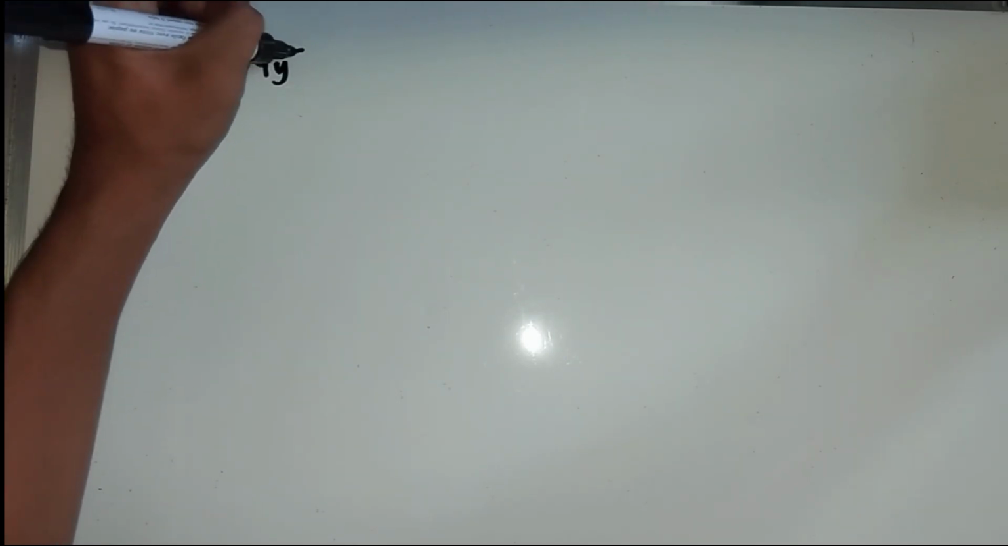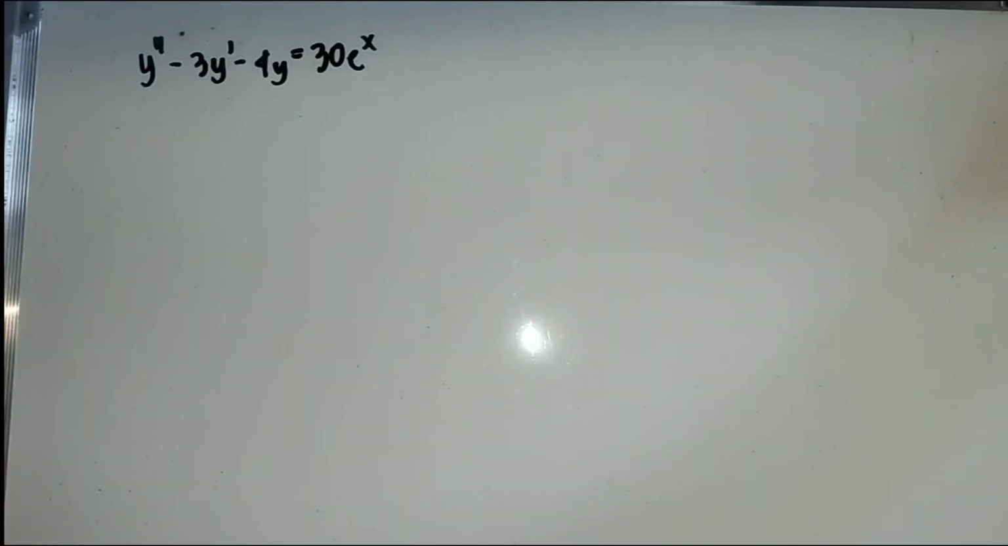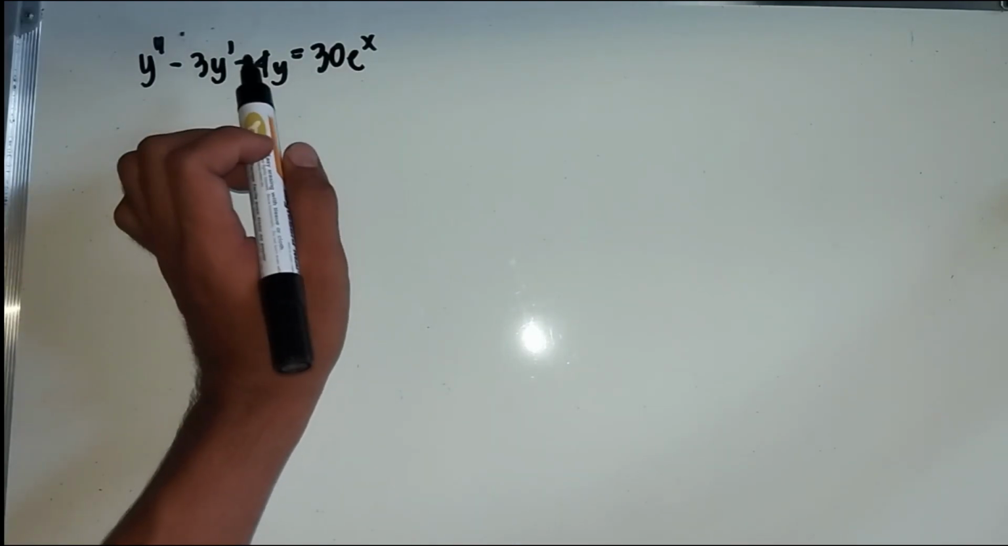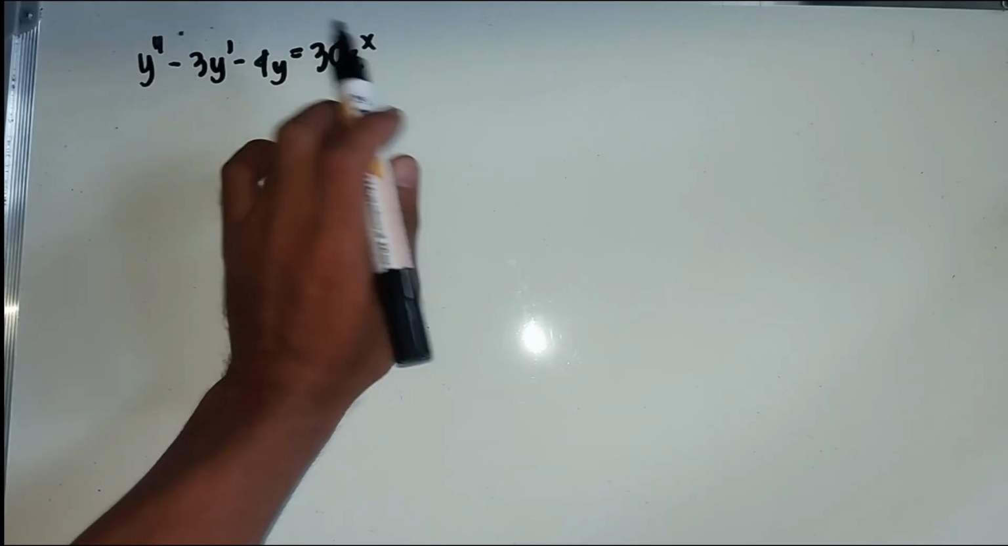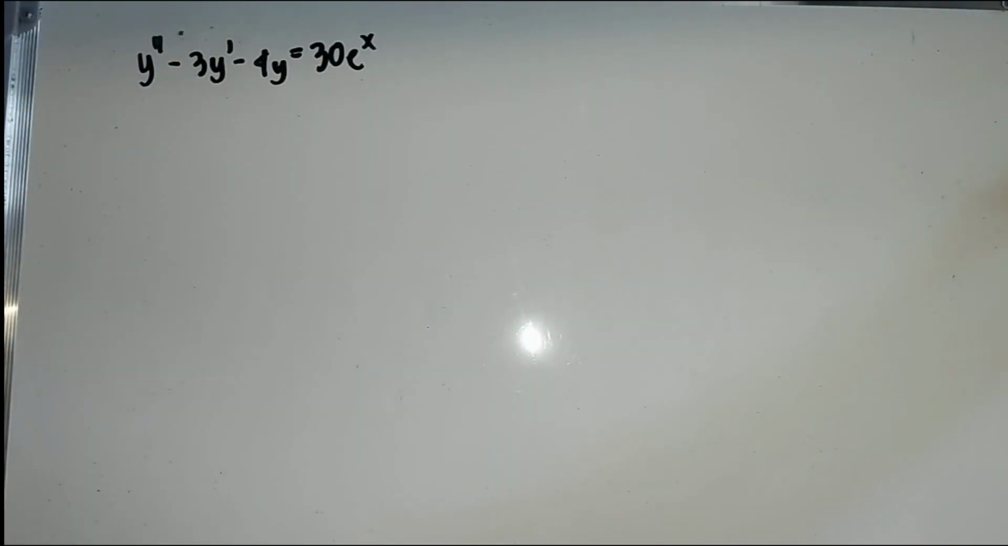So we have y double prime minus 3y prime minus 4y is equal to 30e to the power of x. As you can observe, it is a non-homogeneous equation because it doesn't equate to 0. So the first thing we must do is transform it into an auxiliary equation.